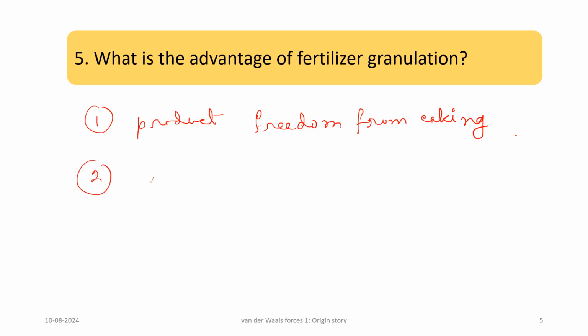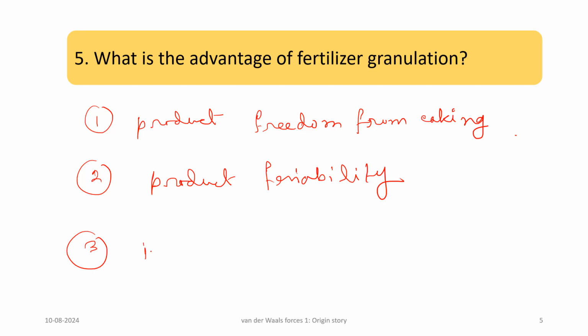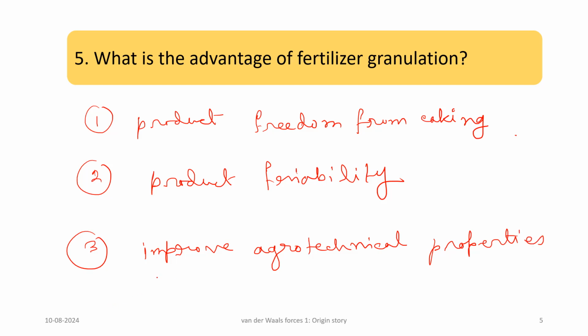Second one is the product friability. And the third one is to improve agrotechnical properties of the fertilizer. So these are some of the reasons we need to do fertilizer granulation.